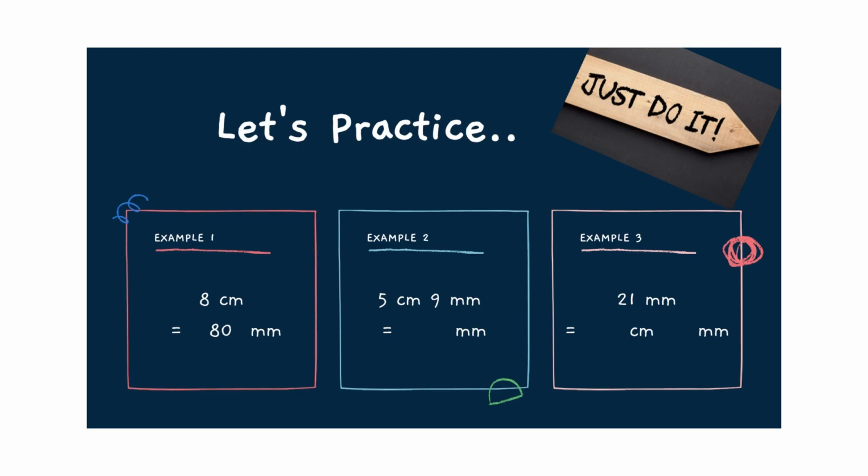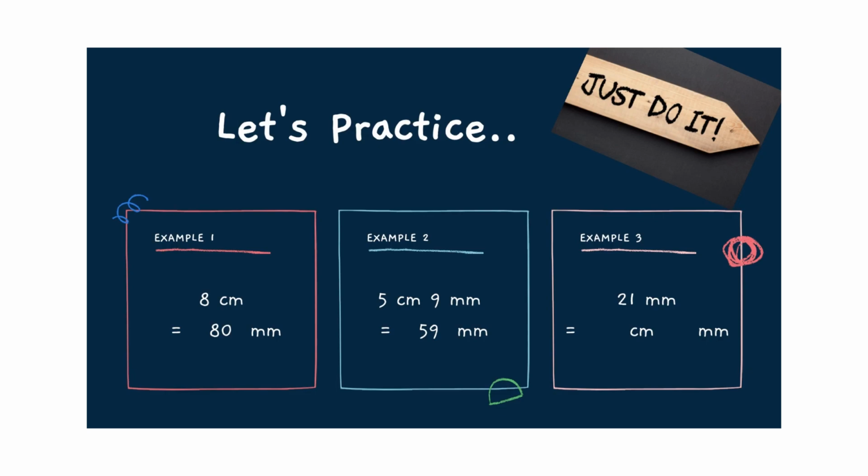So for example number 2, 5 centimeter, 9 millimeter. Again, we want to change the centimeter here, 5 centimeter, into millimeter. So we change it into millimeter by multiplying by 10. 5 times 10 is equal to 50. We have another millimeter here, add it up. 50 plus 9 will give us 59.